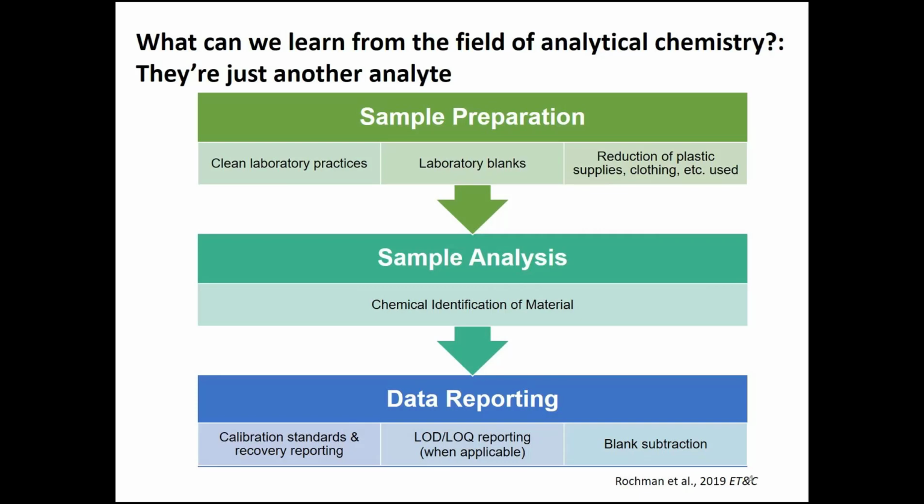For the sample analysis, chemical identification of the material is really important, and that's more important as you get into smaller particles. It can confirm that what you're looking at is actually plastic and then give you some idea of what the material is. For this, we used Raman and FTIR spectroscopy, and then, as Diana mentioned, pyrolysis GCMS for some of the rubber particles.